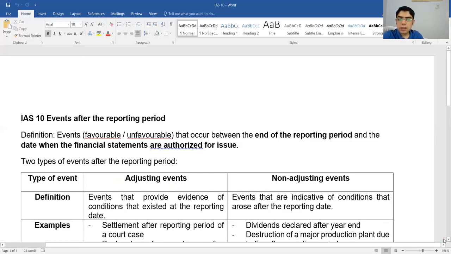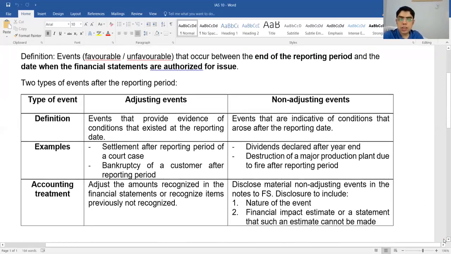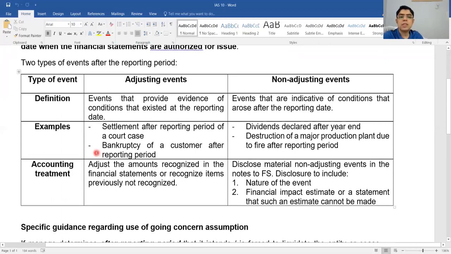Now let's first understand what are adjusting events. So this table actually gives you a high-level snapshot summary of adjusting events, the definition of adjusting events, some examples, and then the accounting treatment of those events. As far as adjusting events are concerned, they are events that provide evidence of conditions that existed at the reporting date. By reporting date, we mean the balance sheet date or the date as on which the statement of financial position is prepared. So there are certain events that provide evidence of conditions which were already there on the reporting date. Some examples could help to clarify this further.